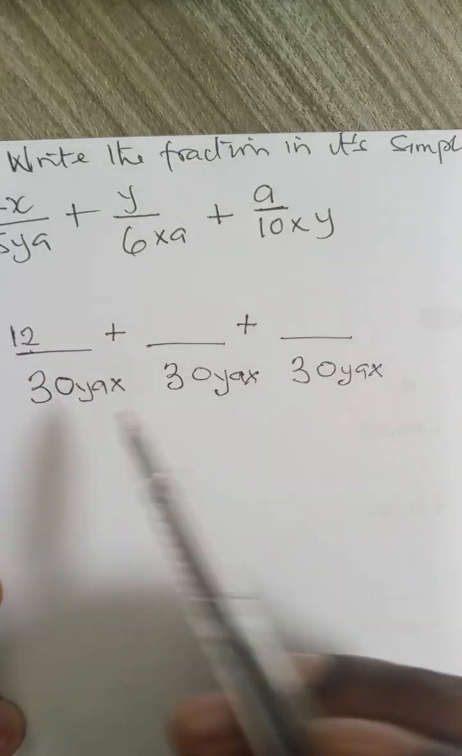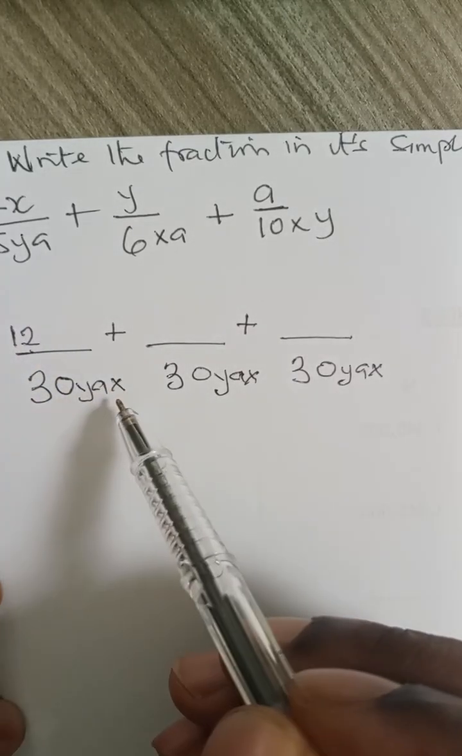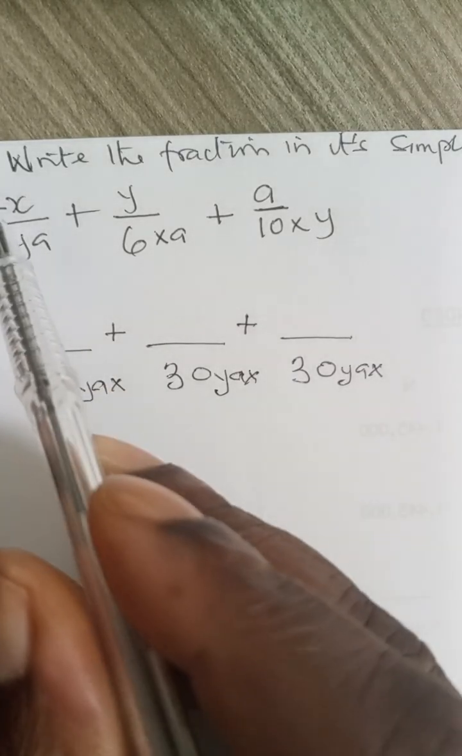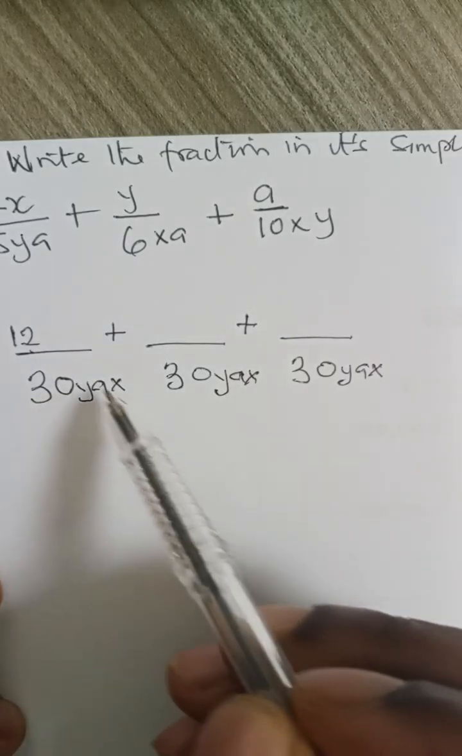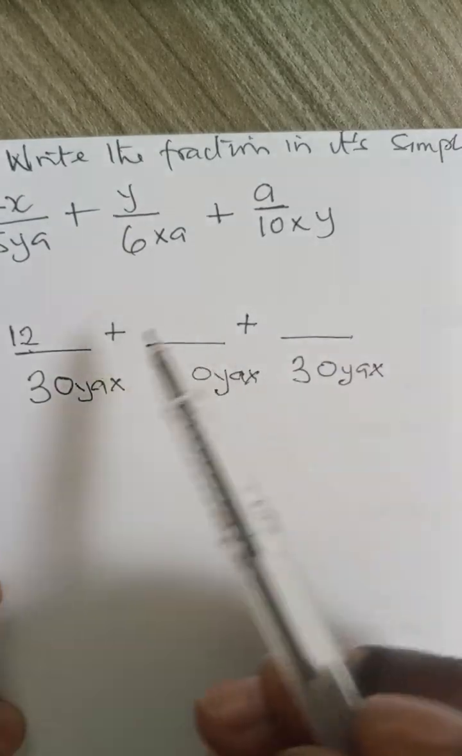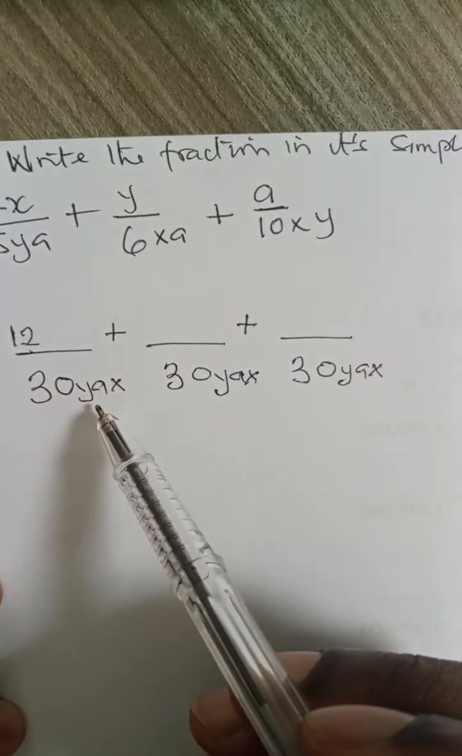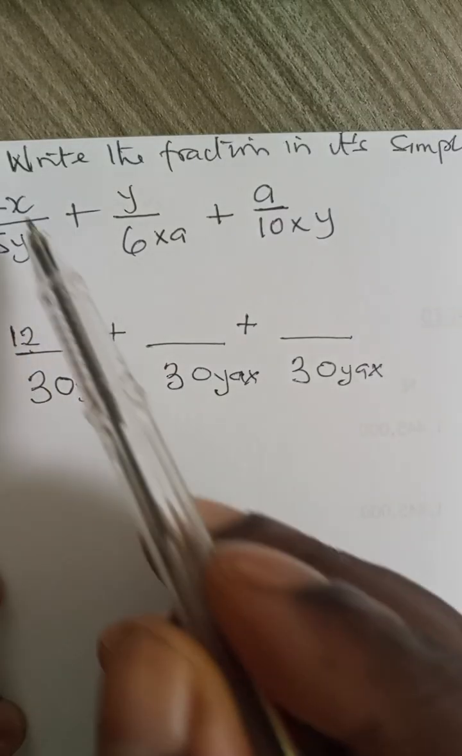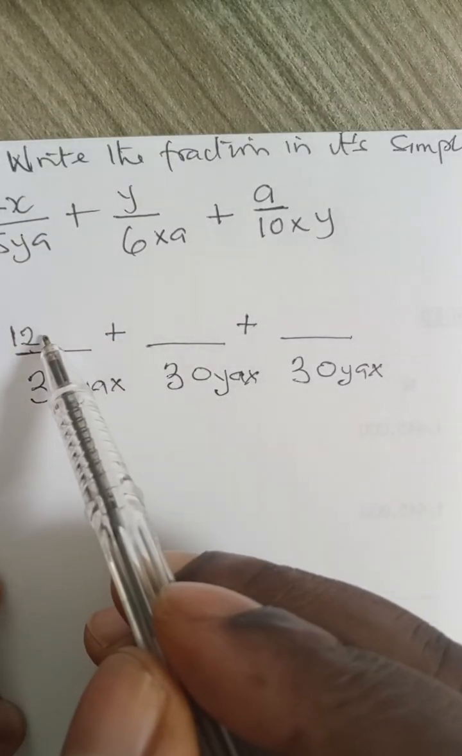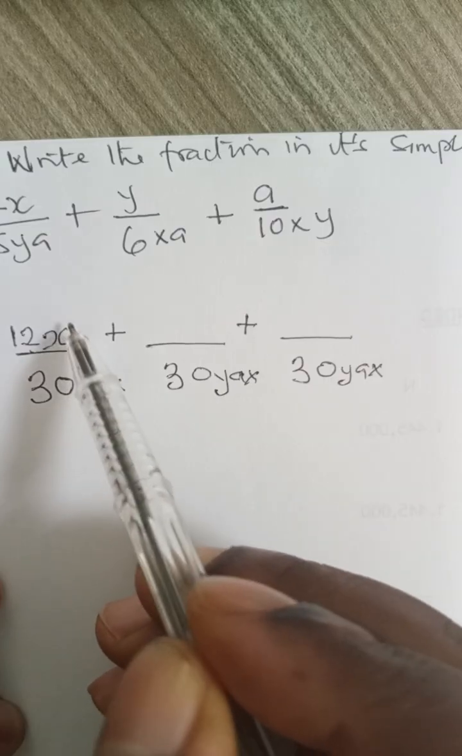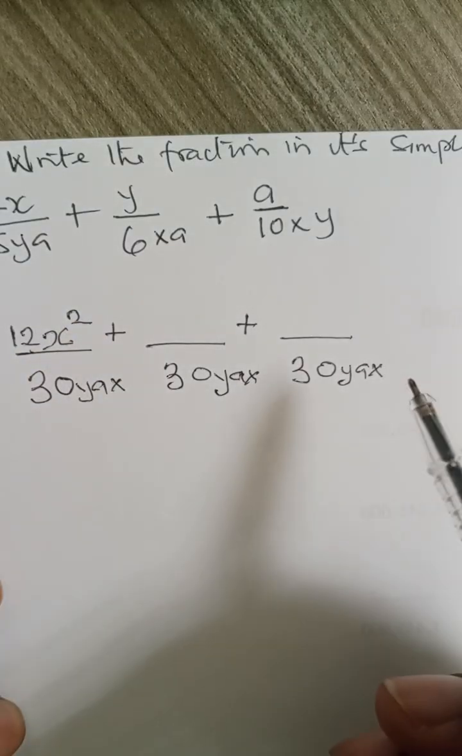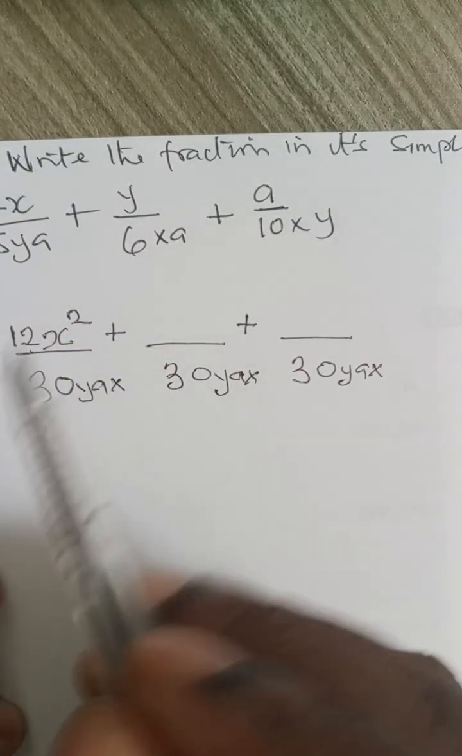Now the next thing is for us to look at the unknowns. The numbers divide and multiply the numbers, and the unknowns do the same to the unknowns. So we have y here. y cancels y, a cancels a, and we have just x left. x times x is going to give you what? x squared. So now we're done with this.